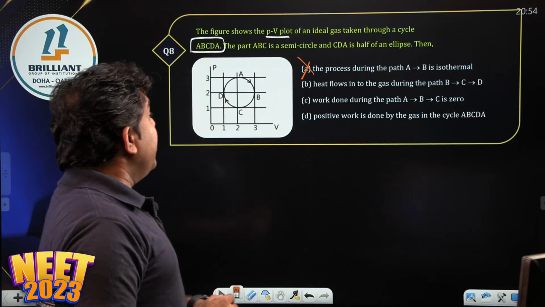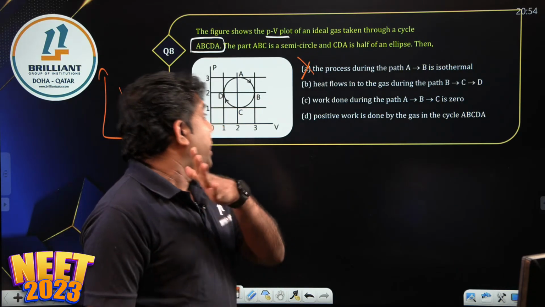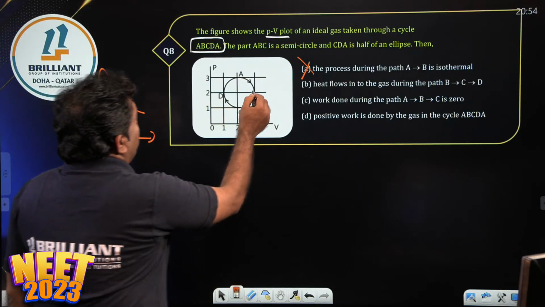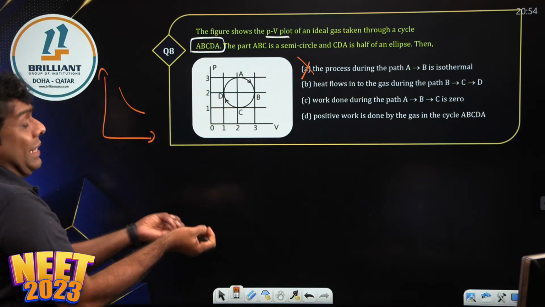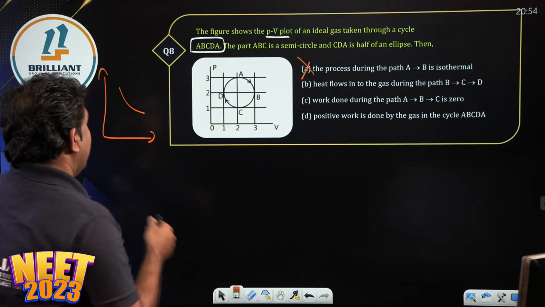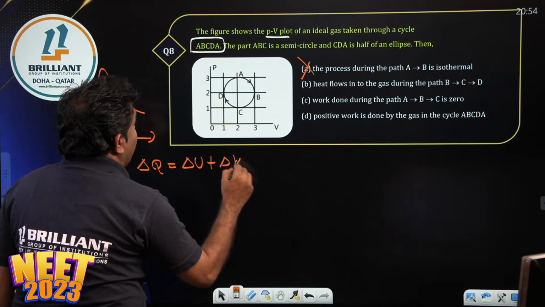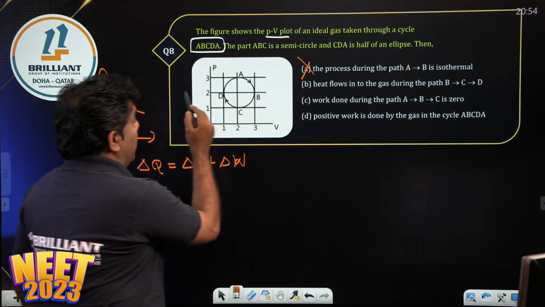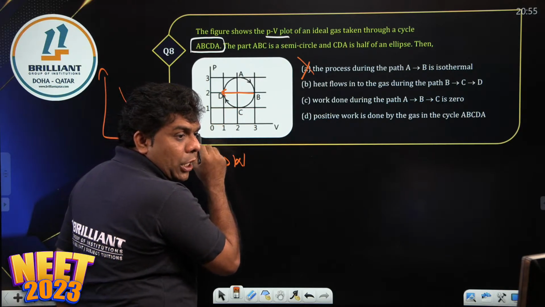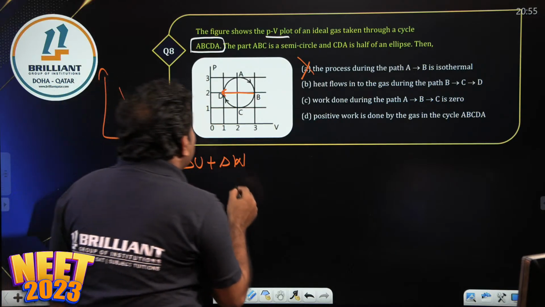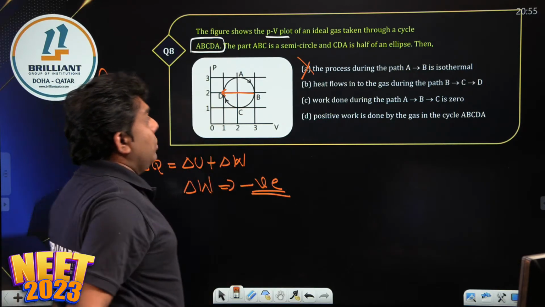Now the next one: heat flows into the gas during the path B to C to D. We are considering the process B to C to D. Is heat absorbed or rejected? We know the formula: delta Q is equal to delta U plus delta W. Here in B to D, the volume is decreasing. If volume is decreasing, work done will be negative. So delta W is negative.